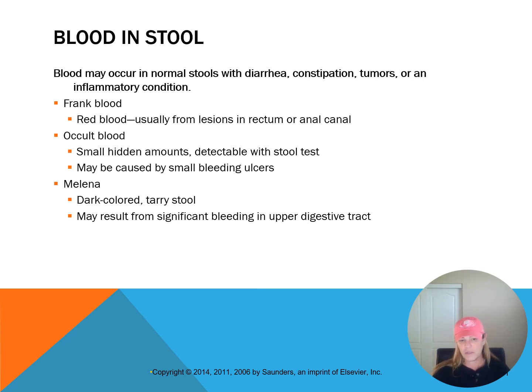Occult blood is when we might suspect that there is a bleed somewhere in the digestive system, but we're not sure. We don't see gross evidence of blood. So we'll do what we call a Colt test. We test a small amount of the stool for the presence of blood. Things that can be causing this are small bleeding ulcers. So maybe not large amounts of blood, but small bleeding that is consistent will show the occult blood.